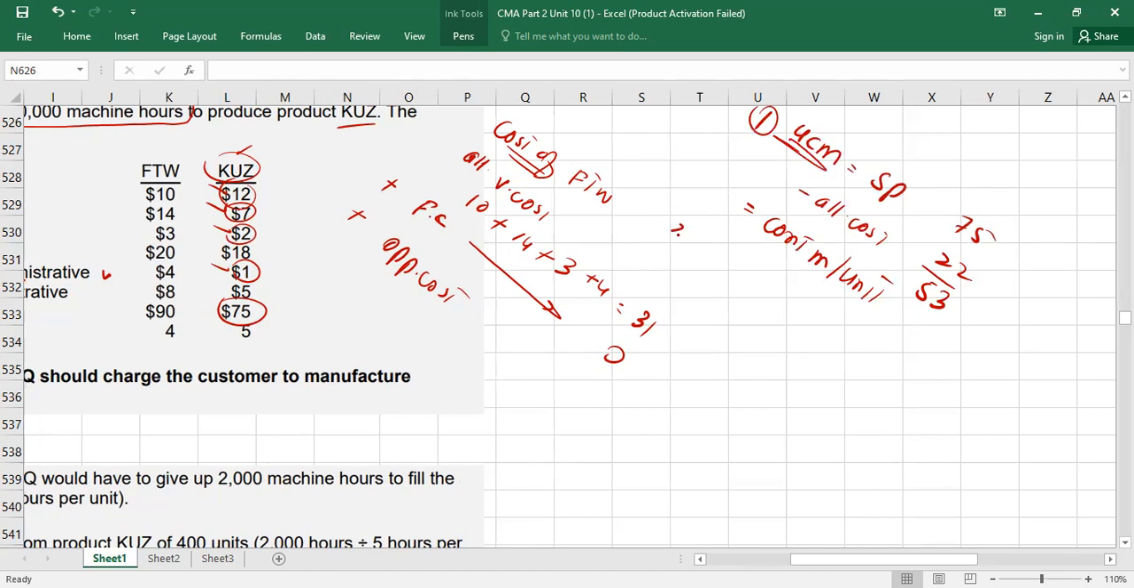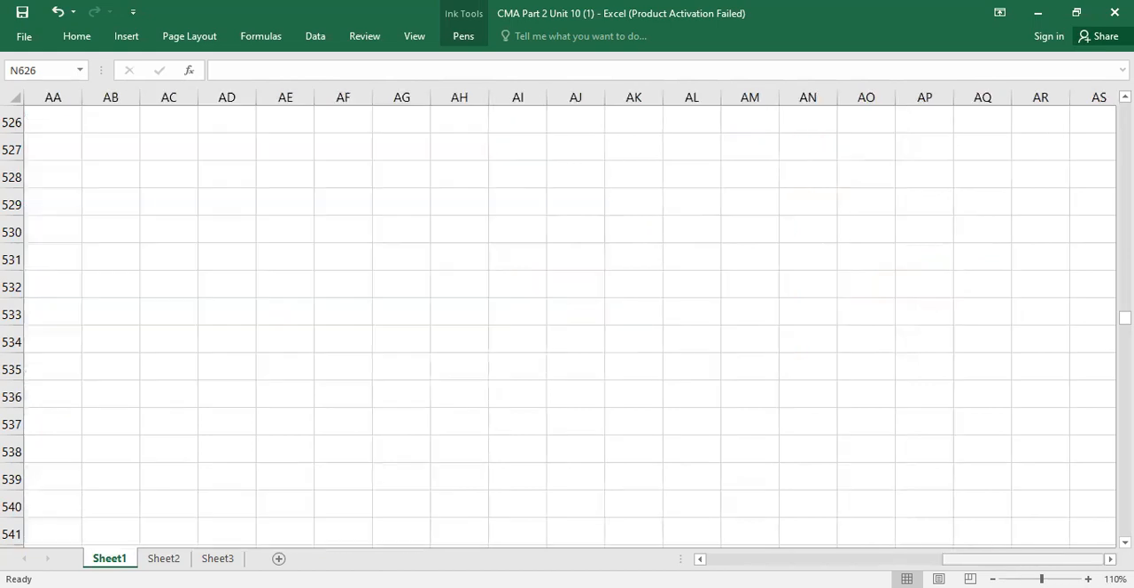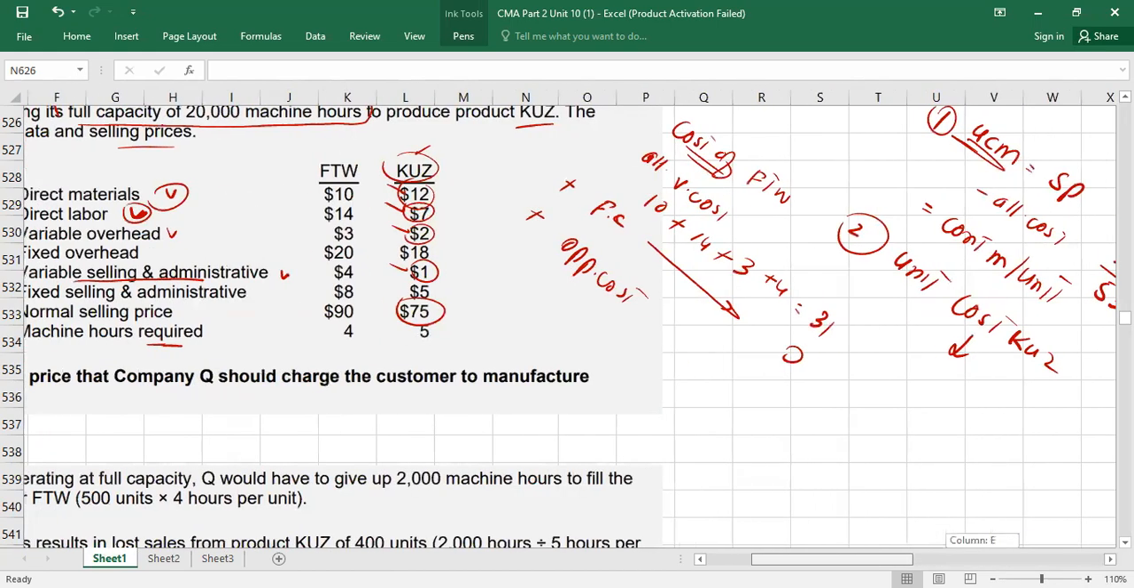Step number 2 is what? You have to find out the unit lost. How many units you are going to lose for KUZ. For unit loss, there are some sub steps to calculate the unit loss of KUZ. How you will calculate? I'm showing you here now.